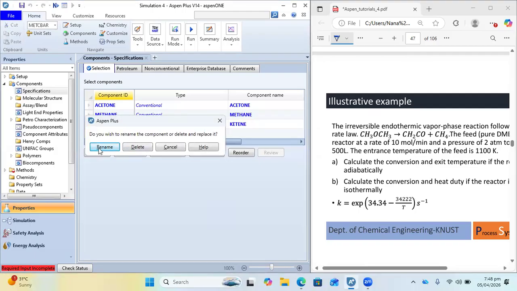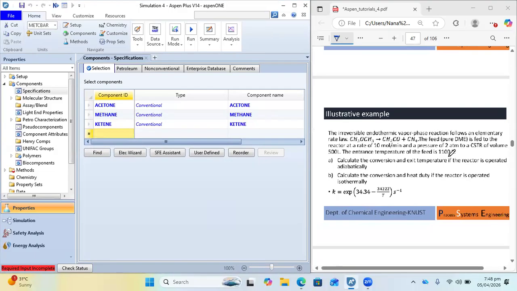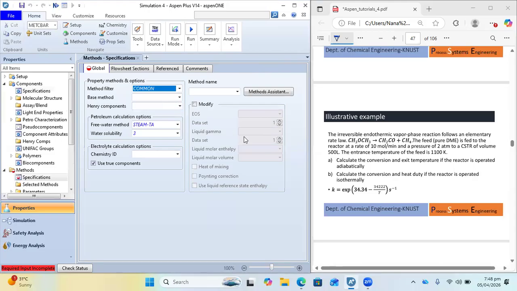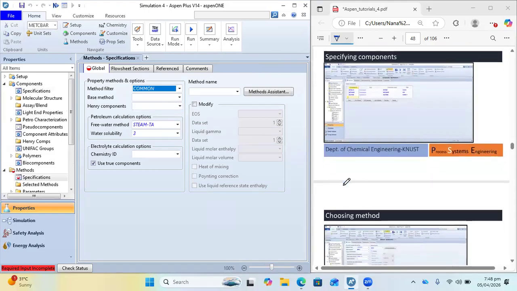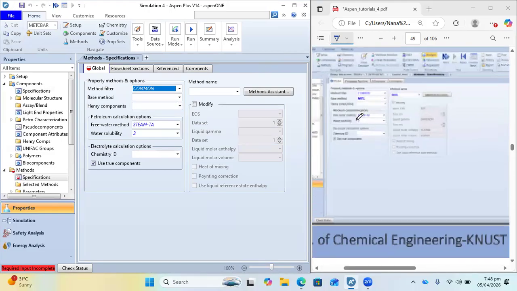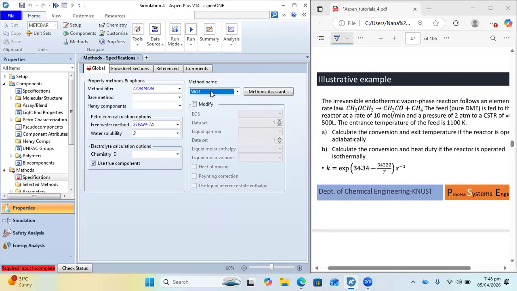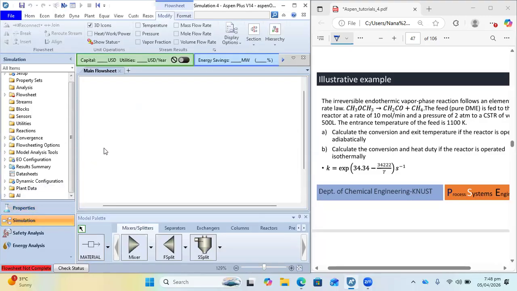Okay. Then the very next thing we want to do is specify a property method. So I think for this one, we can go with Peng-Robinson. Let's see. Okay, they use NRTL, so let's go with NRTL. And then we can run the simulation and continue from there. Okay, so our results are available. We can pick it up from there.